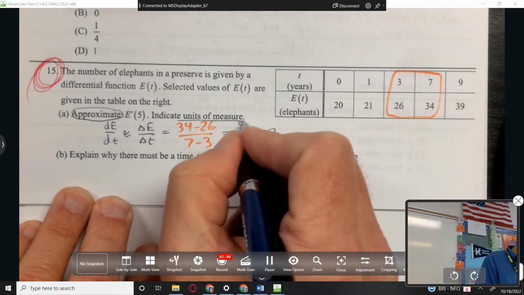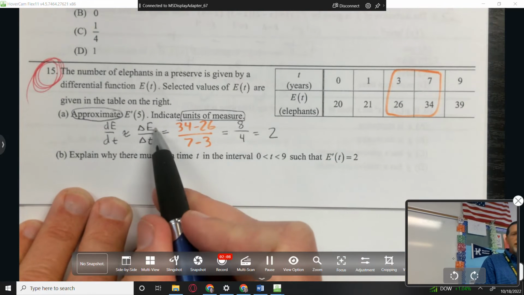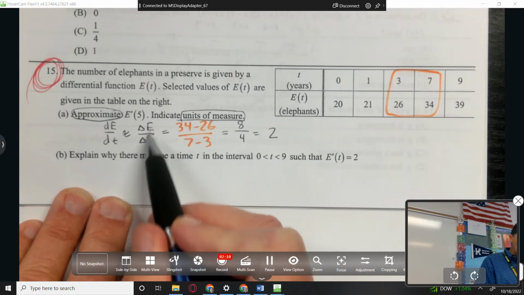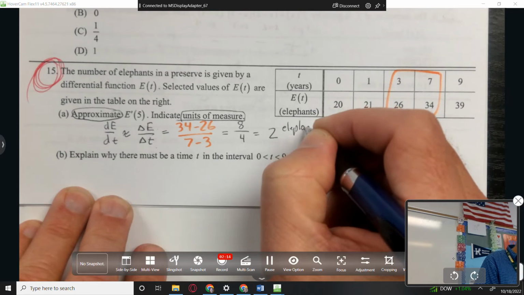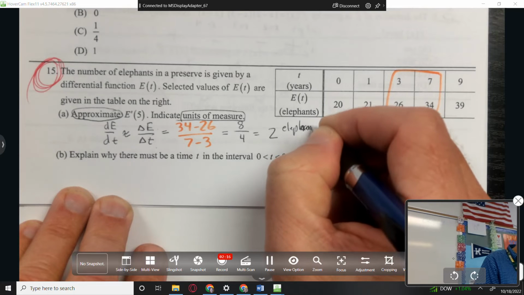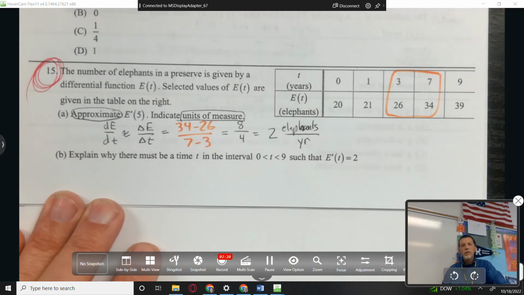Indicate units of measure, though. Elephants? Well, we did years. Elephants per year. Elephants divided by year. I can spell elephants. Elephants is a weird word. Elephants per year. So that means the dE/dt, the approximate slope of the elephant population, is that it's growing by 2 elephants per year.